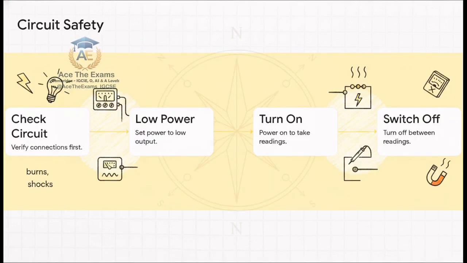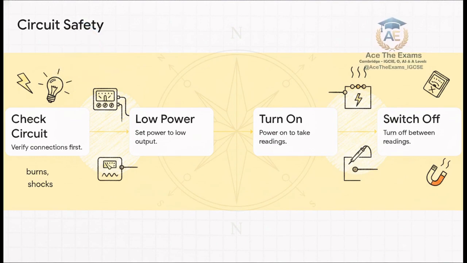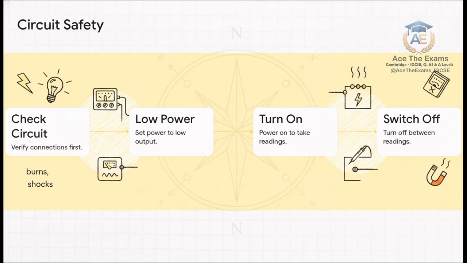Let's see how this safety framework applies to electrical practicals. Following these exact steps prevents large currents from causing burns, shocks, or damaging those really sensitive meters. But here's a pro tip. Turning the power off between readings isn't just about safety. It actually stops the wires from heating up. Hot wires change their resistance, which would absolutely ruin the reliability of your data. So that is a dual-purpose mark magnet.